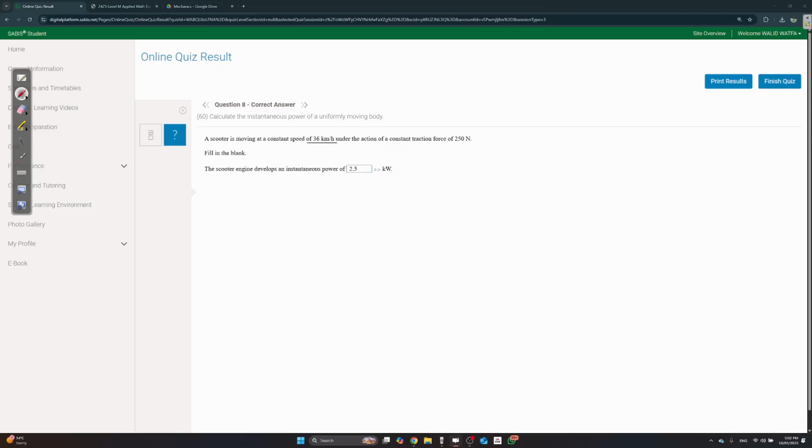A scooter is moving at a constant speed of 36 kilometers per hour under the action of a constant traction force of 250 newtons. What's traction force? I don't know. Okay, what is the power? Remember that power is equal to force times velocity. The velocity is in kilometers per hour, but we must make it meters per second. So 36 kilometers per hour, to make it meters per second, you divide by 3.6. So it would be 10 meters per second.